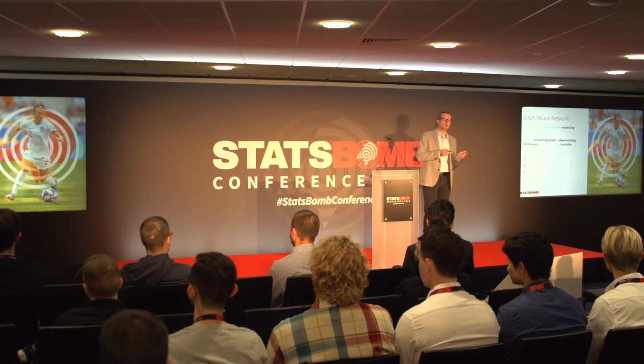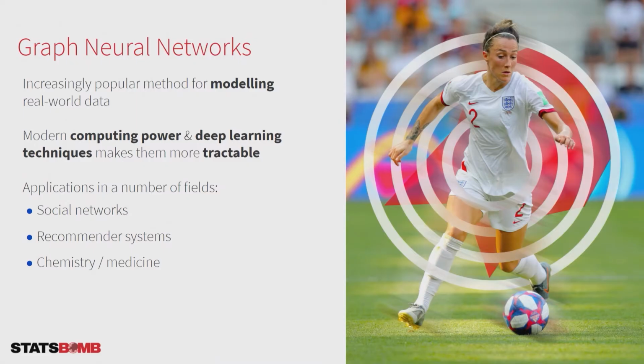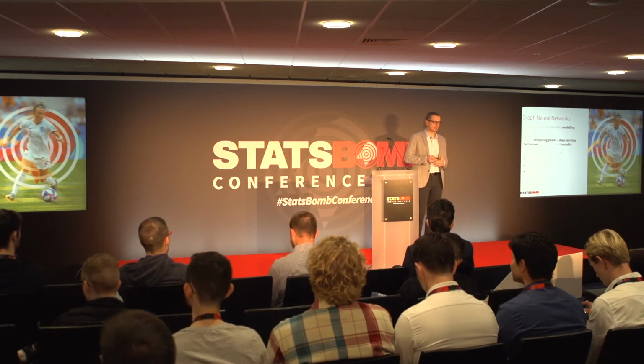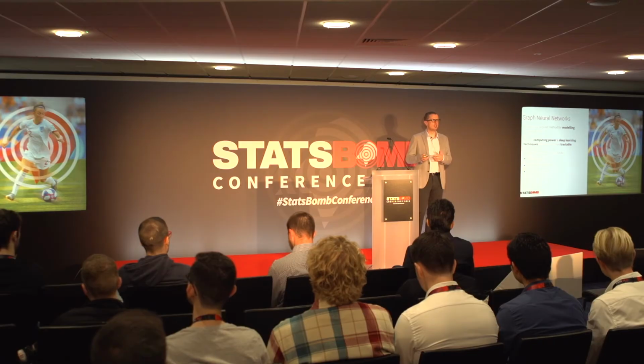And that's where we take these graph structures and we can pass them through a graph neural network. So this is an increasingly popular method for modeling real-world data. And like a lot of these things, particularly in the deep learning field, it's become more tractable with increased computer power and the constant advances in deep learning techniques. A lot of this has been prompted by applications in social networks, recommender systems, obviously huge things in the modern world, and also chemistry and medicine. These ways of representing and modeling data are really well catered for these kinds of problems.